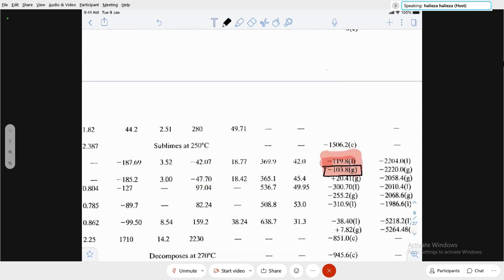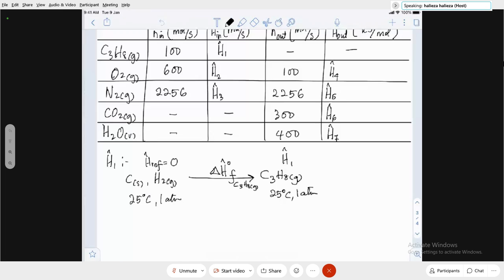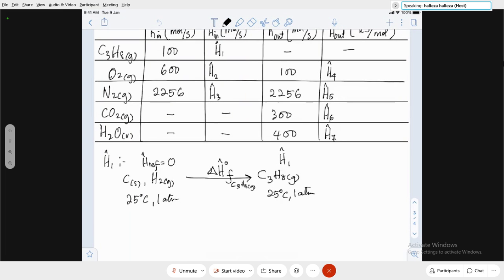So let's go back to our example. That is going to be minus 103.8 kilojoules per mole. So that is your H1, minus 103.8. Any questions so far? We are forming propane from the basic elements, which are carbon, solid, and hydrogen gas. Right, so that's easy. So let's look at H2.